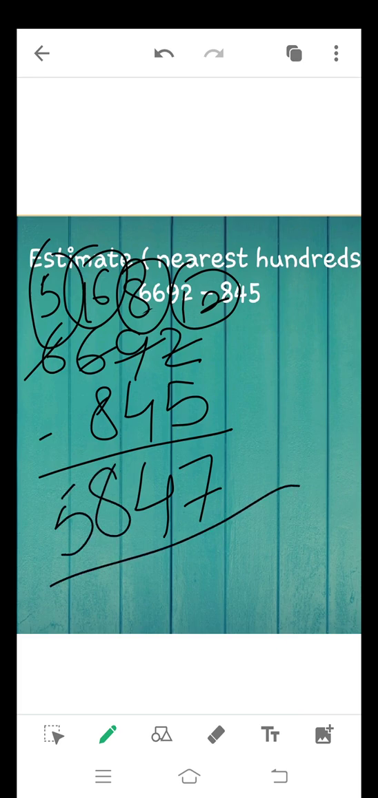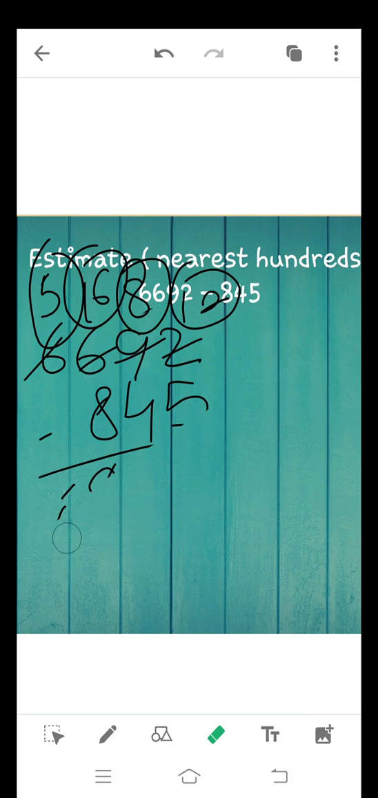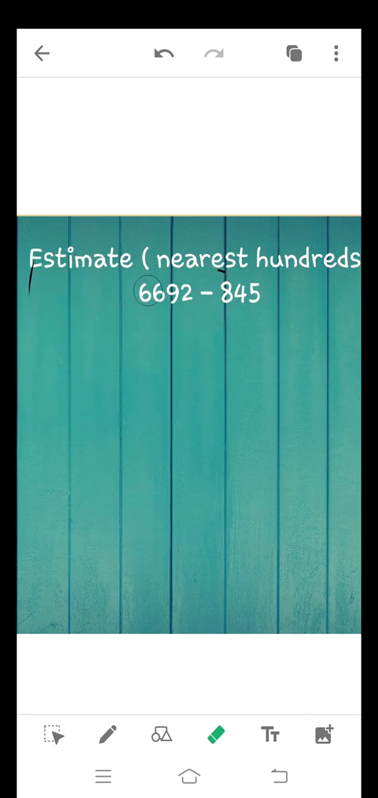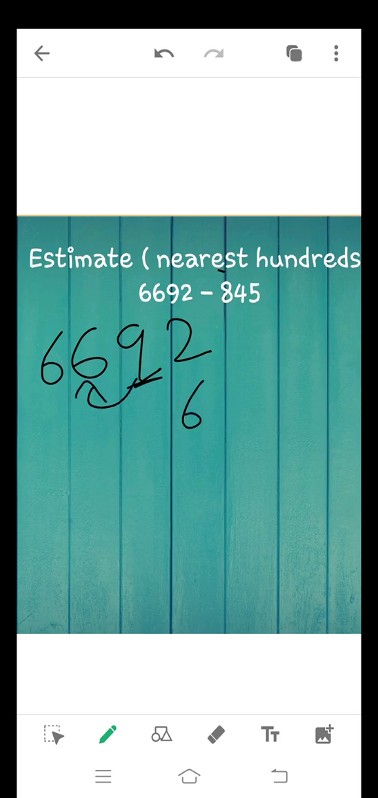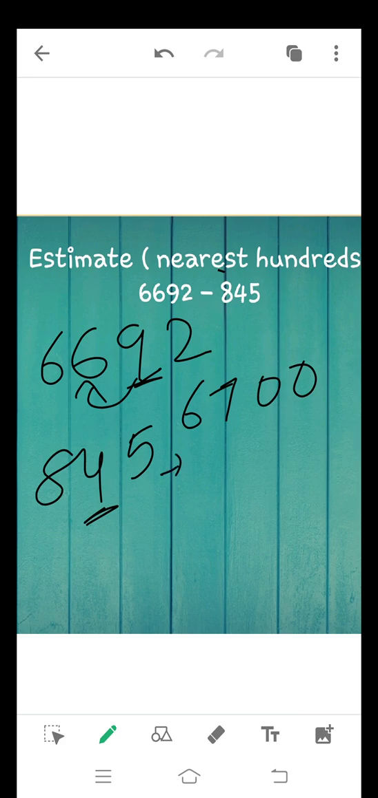This is our actual difference. Now we will calculate the estimated difference. How will we calculate? Our number is 6692 and we see the tens place and it is greater than 5, so we will add 1 to the hundreds place. It is 6700. Now 845. Here 4 is in tens place and it is less than 5, so its round off is 800.